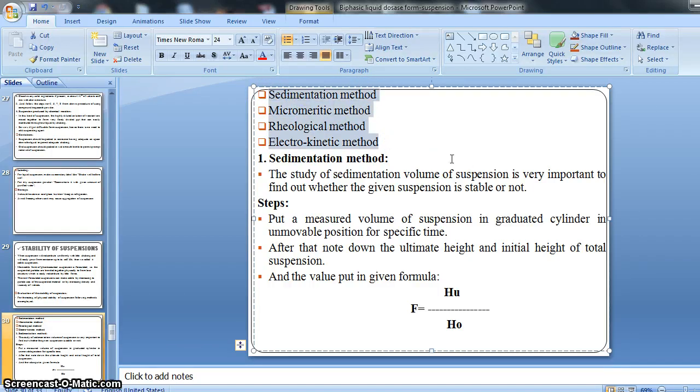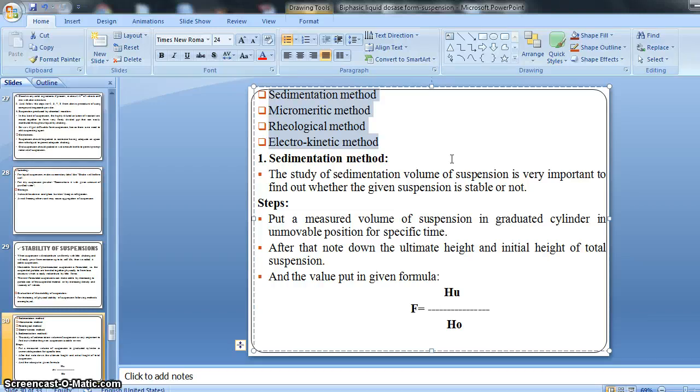So let's see, there are four kinds of evaluation tests of suspension, by which we can evaluate our suspension: sedimentation method, micromeritic method, rheological method, then electrokinetic method. I think these methods are new for you. Actually I thought suspension is new for you, because it's your first time studying it. By these methods we can recognize whether our suspension is stable or not. So let's see how we can recognize it.